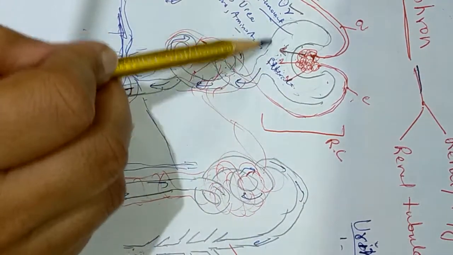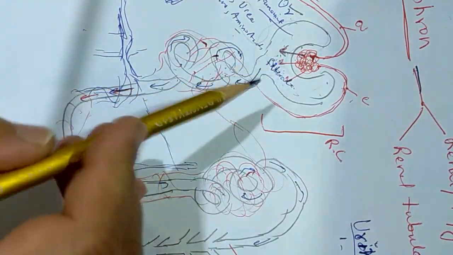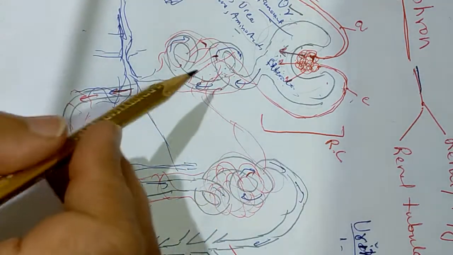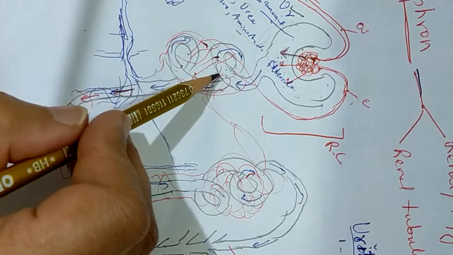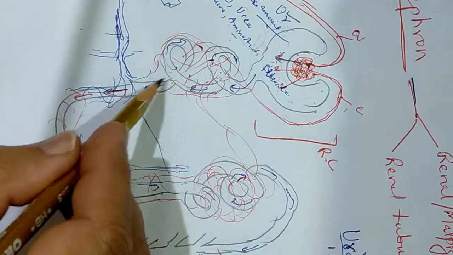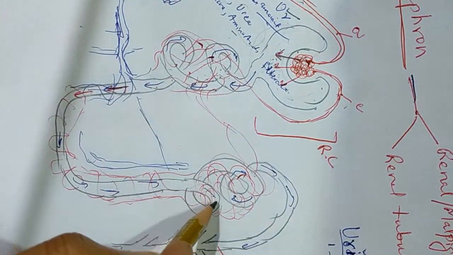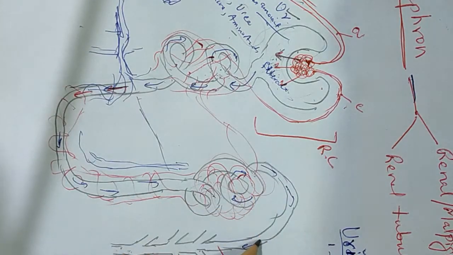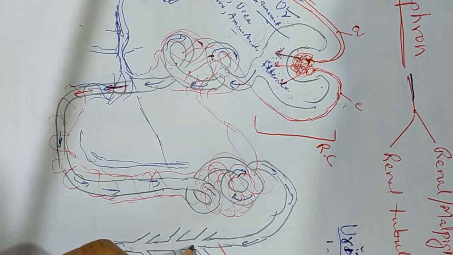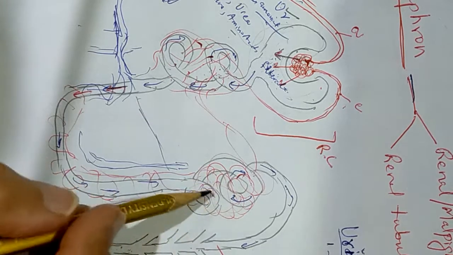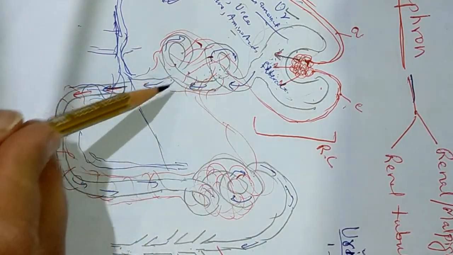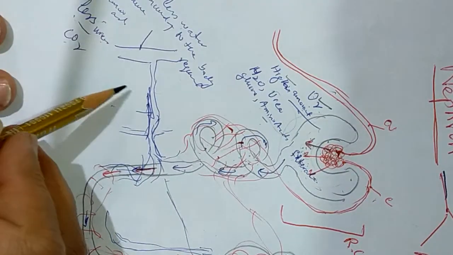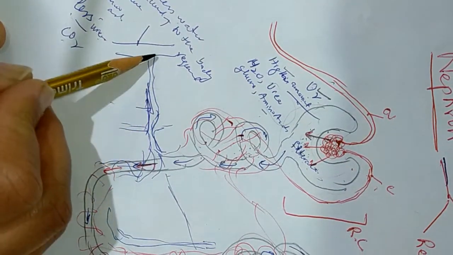So the first step was ultrafiltration. The second step which occurs here in this tubular portion is selective reabsorption. After selective reabsorption, as I told you, urine becomes more and more concentrated as it goes into the collecting duct. The remaining absorbed material comes here into the renal vein.